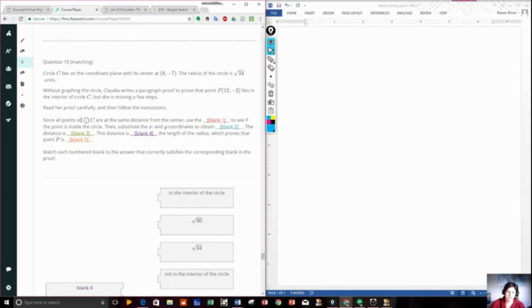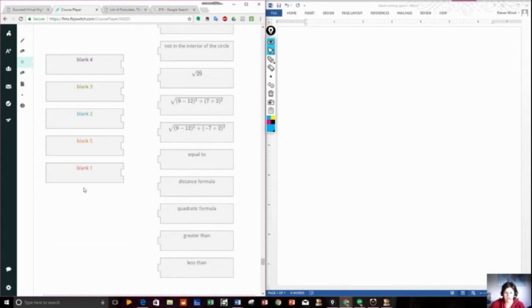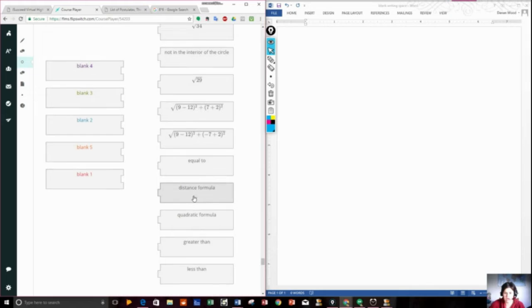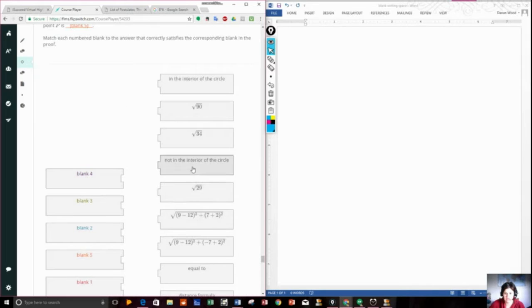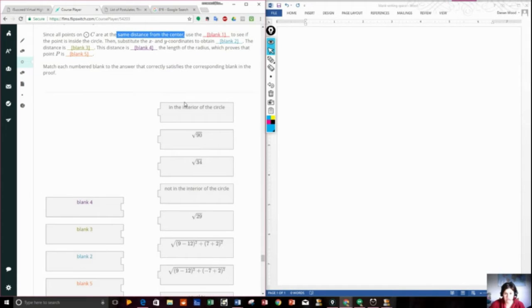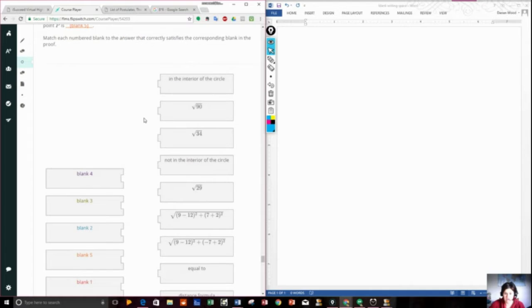Since all points on circle C are at the same distance from the center, use the blank to see if the point is inside the circle. I would say use the radius since the radius is the same distance from the center. So blank 1, I'm looking for a radius, but I'm not seeing radius.